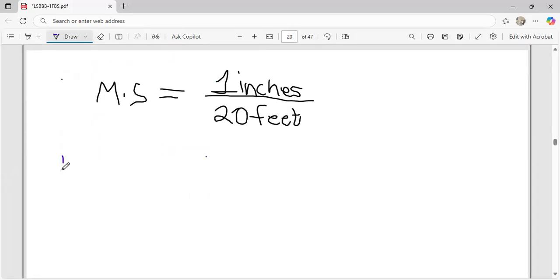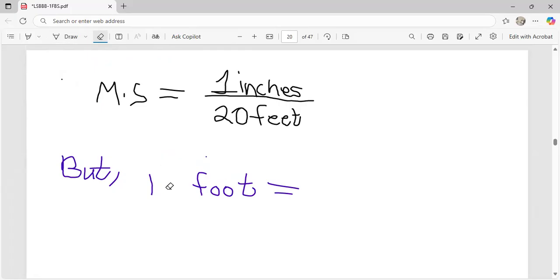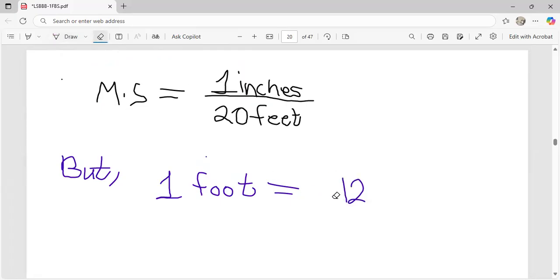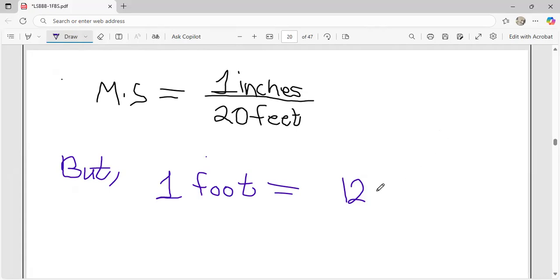But 1 foot is equal to what? 12 inches. Even if you take a tape measure, you see it on it. Yes, it's equal to 12 inches.